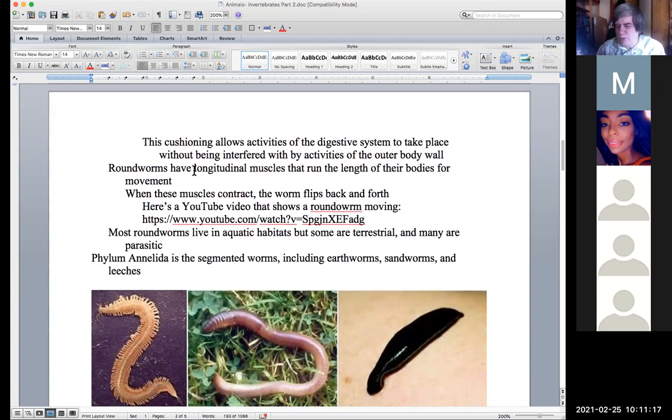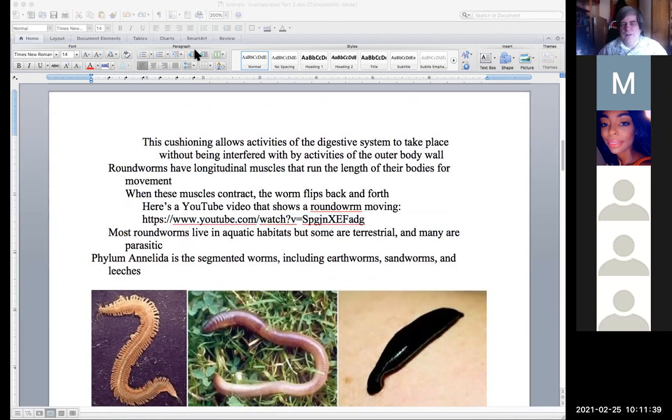Roundworms only have longitudinal muscles, and these longitudinal muscles run the entire length of their body, from one end of the body to the other. So if we look at these organisms, what we see is because the muscles run the entire length of their body, they have a really weird method of movement. It looks quite unusual. In this video, we're looking at nematode worms. This is Turbatrix, called the vinegar eel.